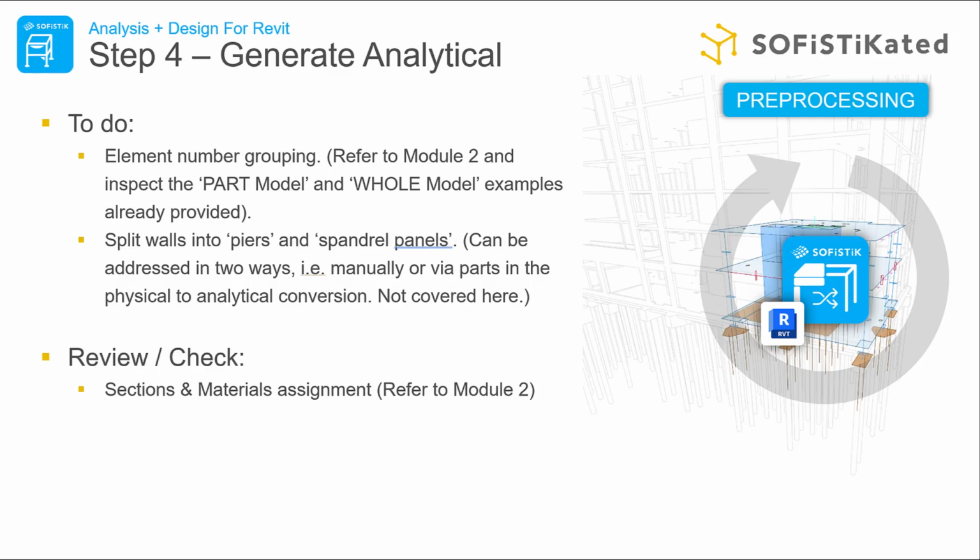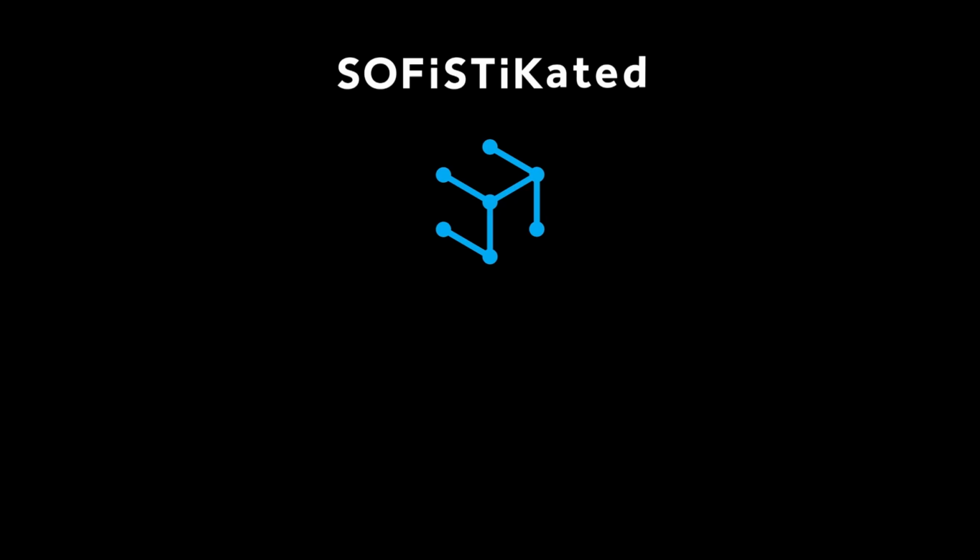I invite you to review the learning in Module 2, open and inspect the completed part and whole models already provided, and continue your familiarization by completing the element number grouping assignment and addition of the short form naming applied to the SOFiSTiK filtering ID. Options for the splitting of walls into piers and spandrels will be discussed in Module 4 on the topic of lateral stability analysis. Next, we'll cover the application of loading in Step 5.